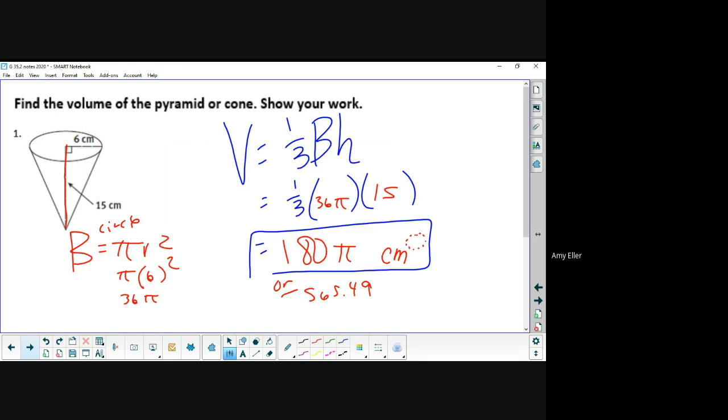Caitlin, what do you think our label would be for volume? Cubed, yep. Surface area is centimeters squared. Volume, centimeters cubed.